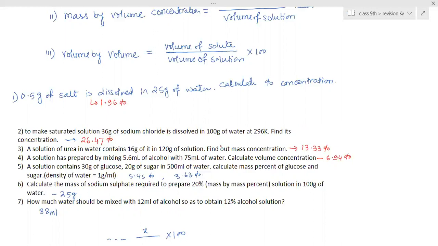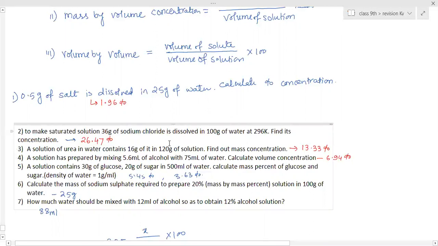Ma'am, for the third question it will come 16 by 136 into 100, right? Why 136? 136, ma'am. 60. Solution. 120 gram of solution. No, I don't understand. What is the formula? So check that. What is given?